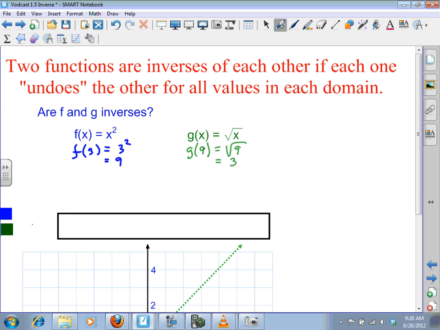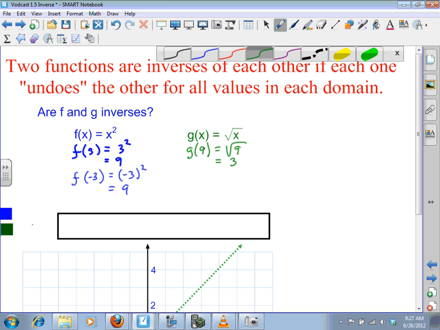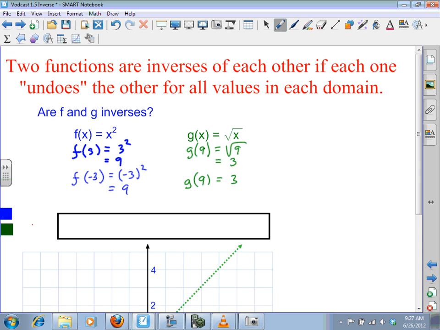Let's try this with another value. How about f of negative 3? Well, that is negative 3 squared, which is 9. And then when I do g of 9, if I do g of 9 again, well, I get 3 again. I did not get negative 3. This is not invertible. So the answer to this question is no, not invertible.